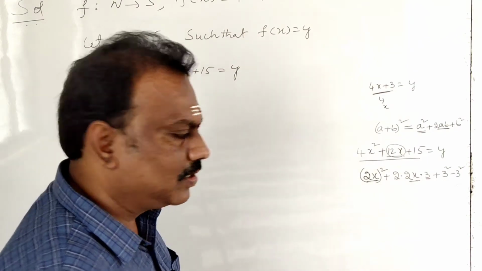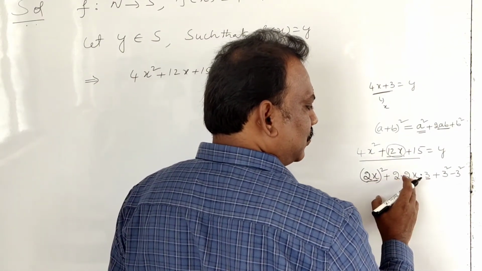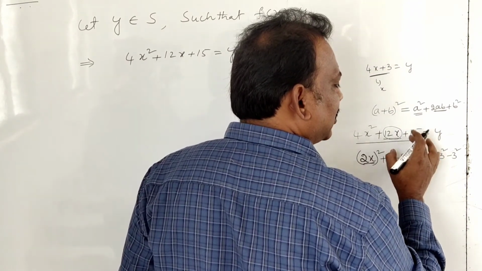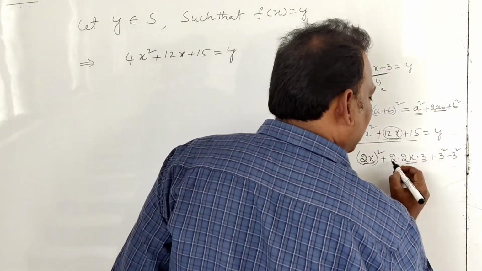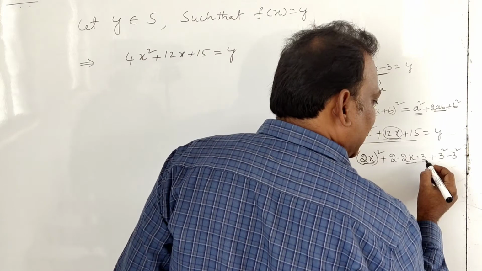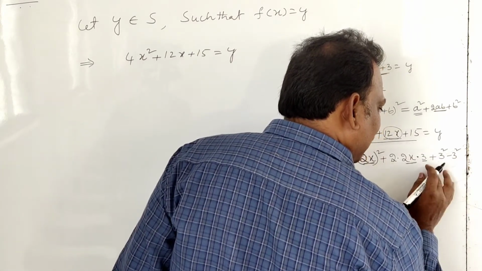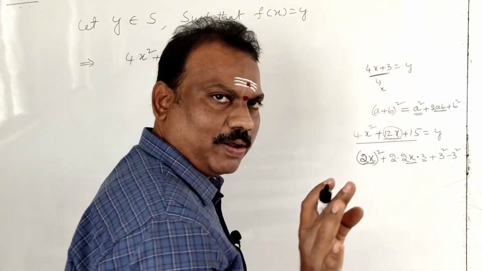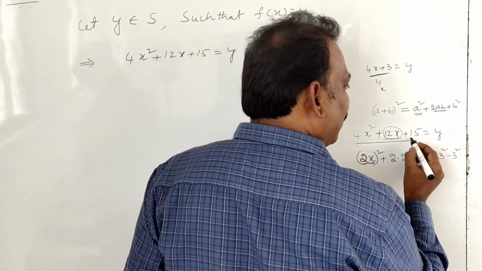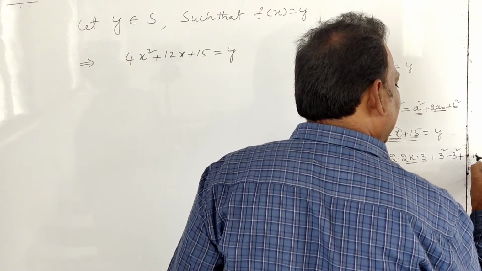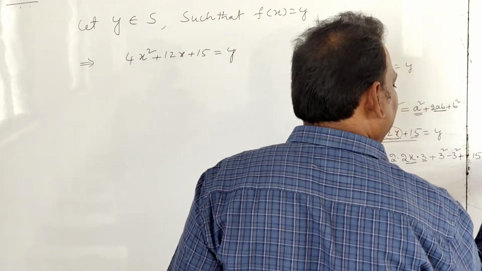Understood, students? a square plus 2ab. Next we immediately need b square, but b square is not here. That's why, according to this term, what is b? 3. That's why we are adding 3 square and subtracting 3 square. These two cancel, we leave it the same. No problem. And one more value we left here, that is plus 15. Correct, students? Is equal to y.